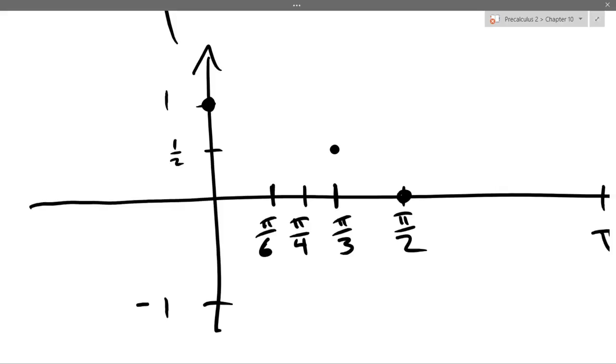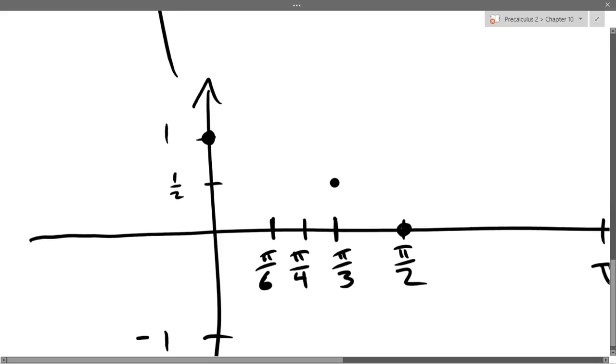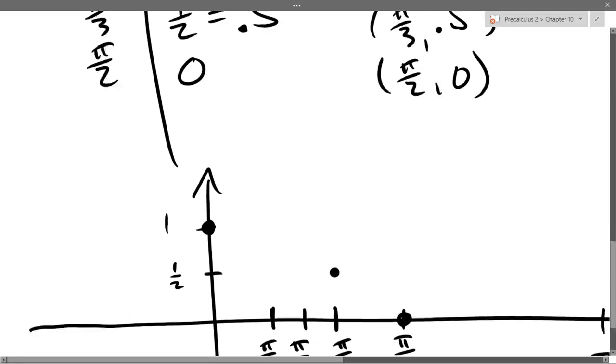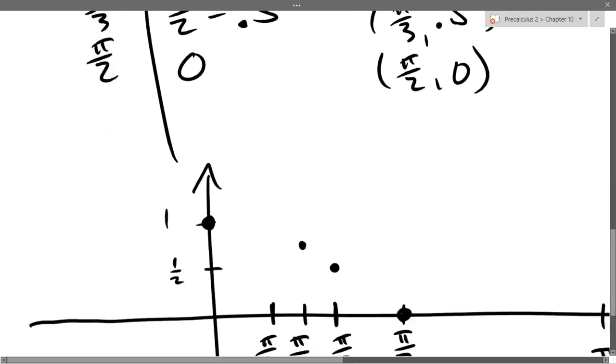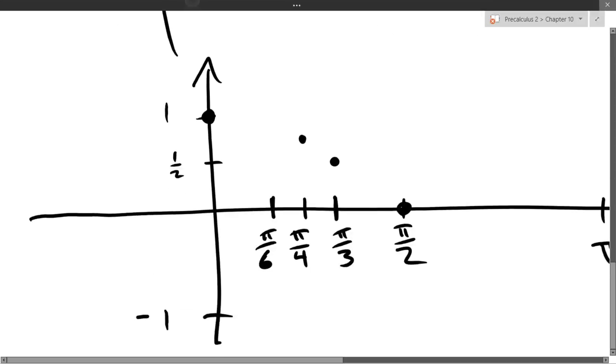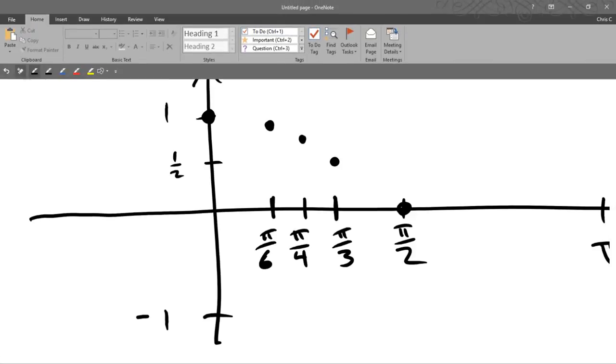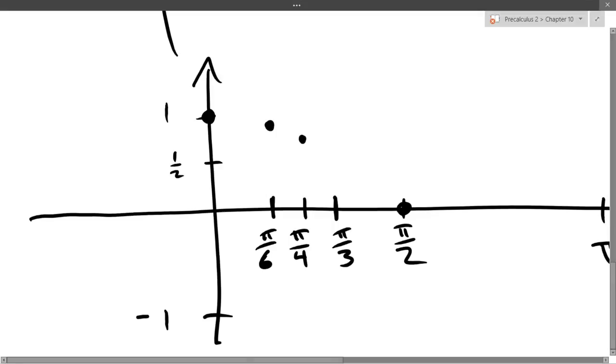Pi over 4. Now this is why I went with decimals. So pi over 4, we got 0.71. So it's a little less than 3/4. So here's where we're just sort of estimating. And pi over 6 is 0.87. That's almost 9/10 of the way up. So that's not down very much. So we're going to have those 3 points. And I think my pi over 3 is a little bit low.